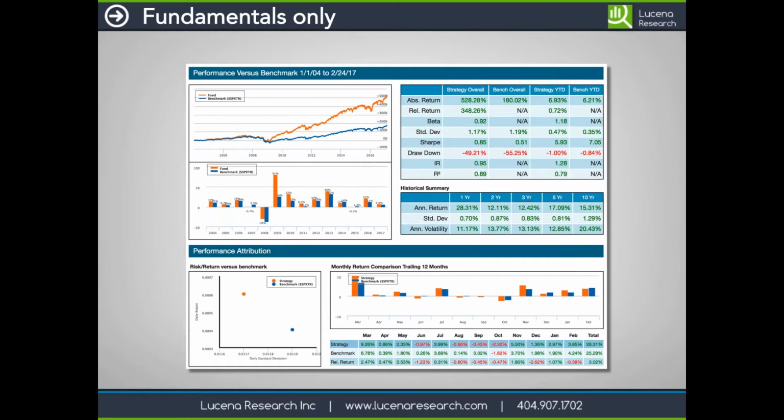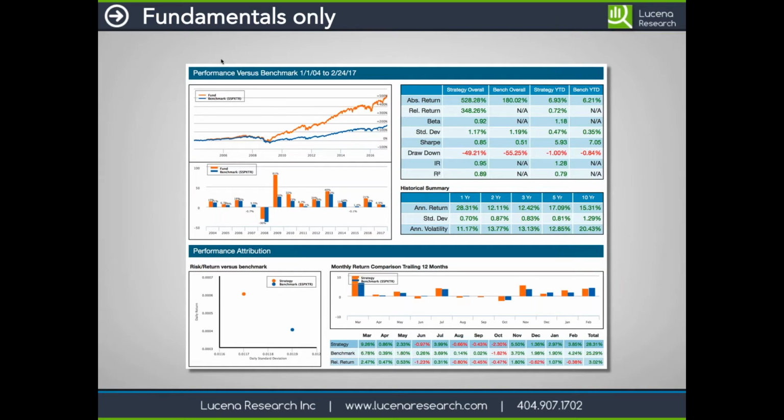So nice performance here as well, return of about 530%. One thing to observe is during this period, the fundamental only strategy wasn't excelling as much as it was post-recession. But what if we combine them?